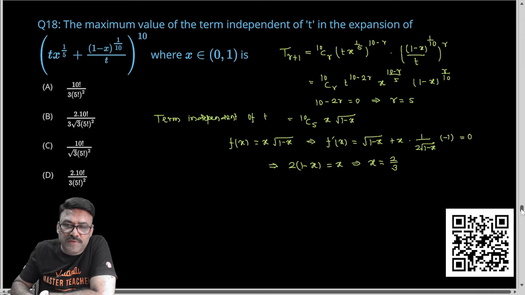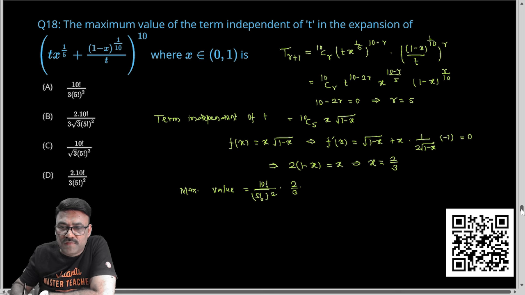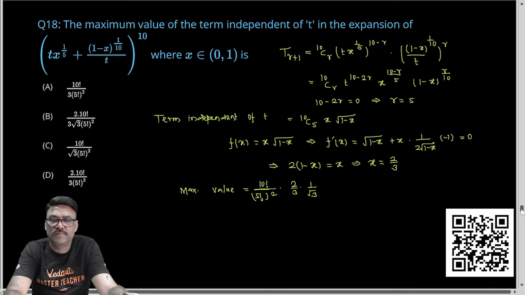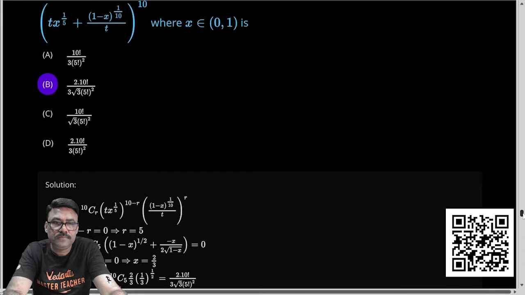So what will be the maximum value? The maximum value is 10 C 5, which is 10 factorial over 5 factorial whole square, then x is 2 by 3 and 1 minus x is 1 by root 3. So this should be your answer: 2 into 10 factorial in the numerator and in the denominator 3 root 3 times 5 factorial whole square, which is option B, the second option.